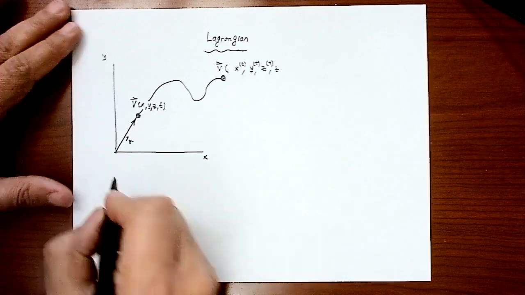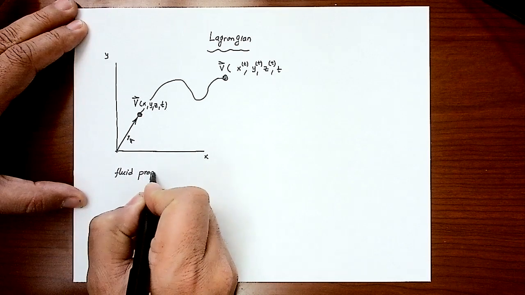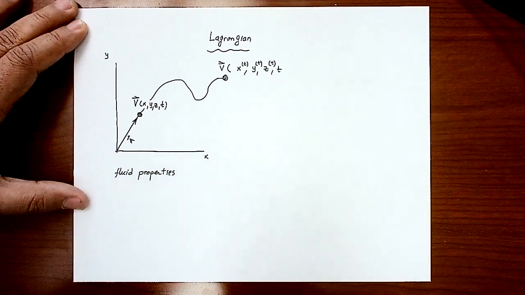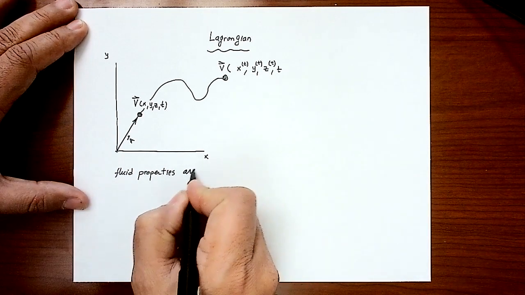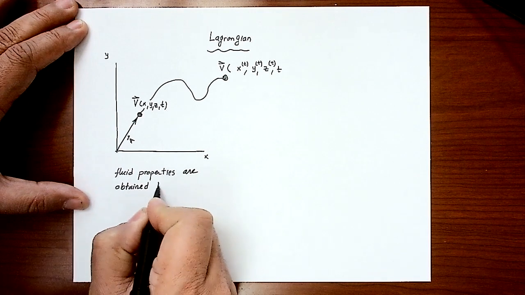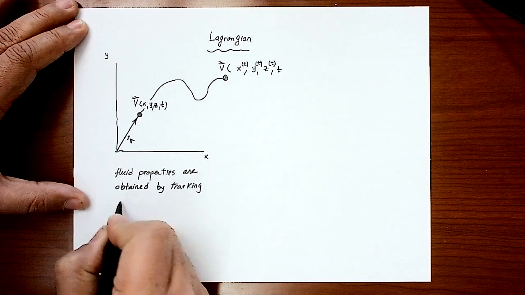So the fluid properties, I picked velocity as an example, it could be the pressure, it could be the temperature, are obtained by tracking a fluid particle.